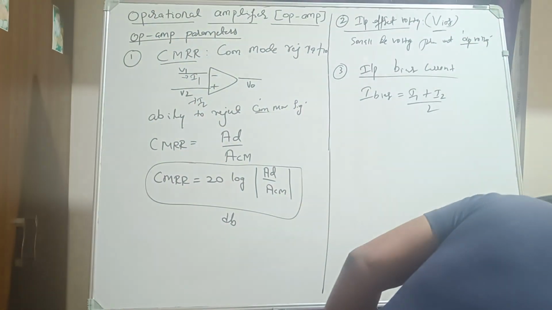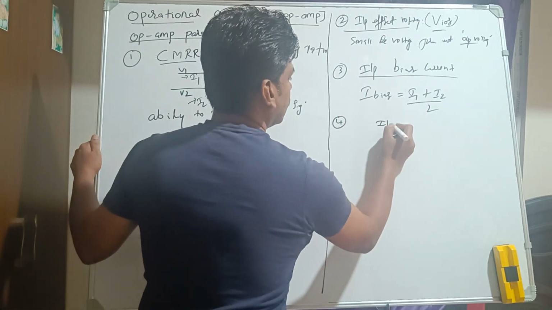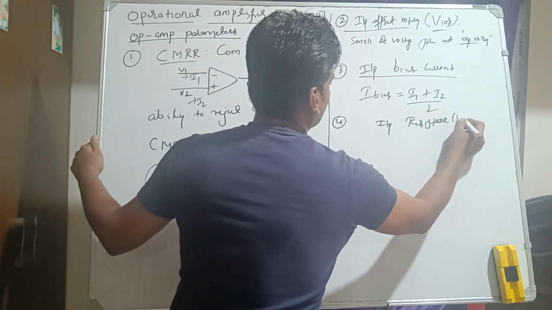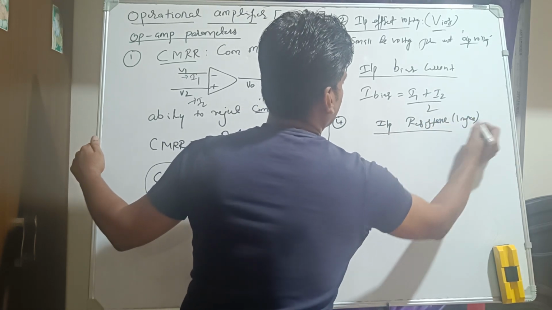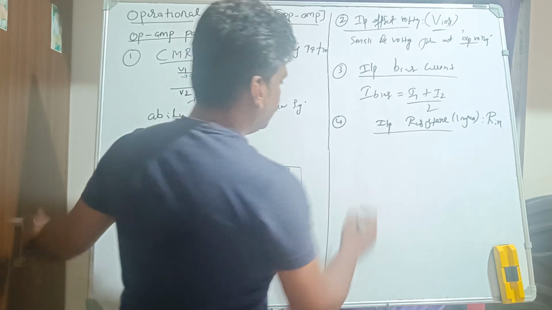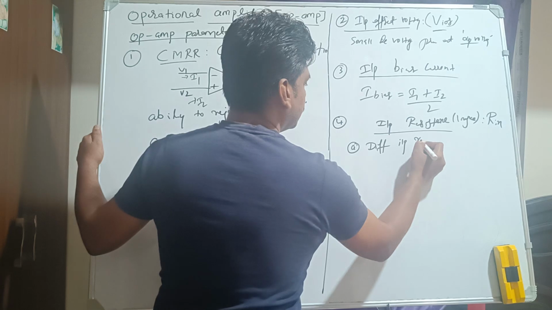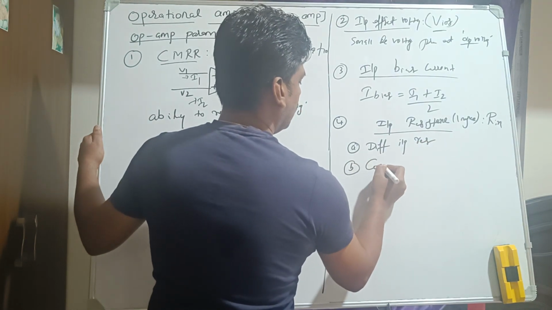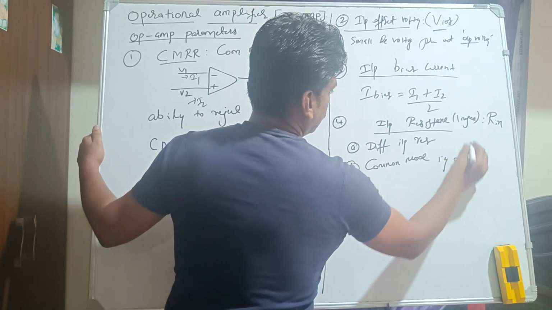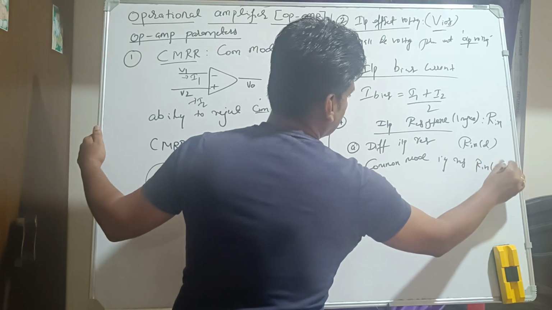Next, we will consider the fourth one, input resistance. Very important. Input resistance, or we can call it input impedance, right? We can write it as R in. Input resistance has two types: differential input resistance and common mode input resistance, right? Differential input resistance is like this, common mode input resistance is like this.